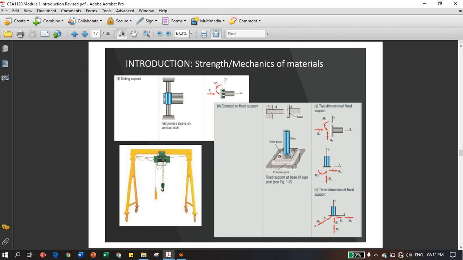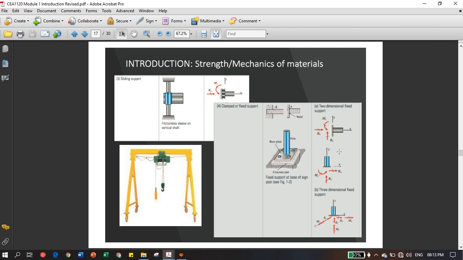So let's move on. This is your sliding support. It will give you one translation reaction and one moment reaction. The body is not allowed to rotate. Sorry, this is fixed support and this is sliding support. The body can go in the y direction, but it cannot either rotate or go in the horizontal direction, like a gantry crane. It can just slide over here.